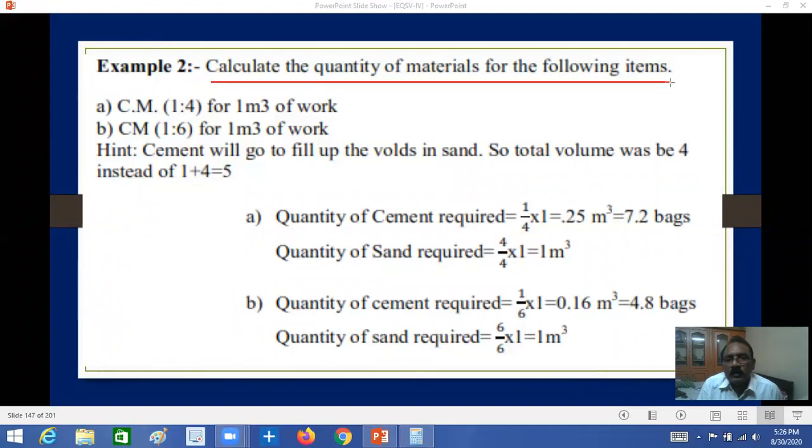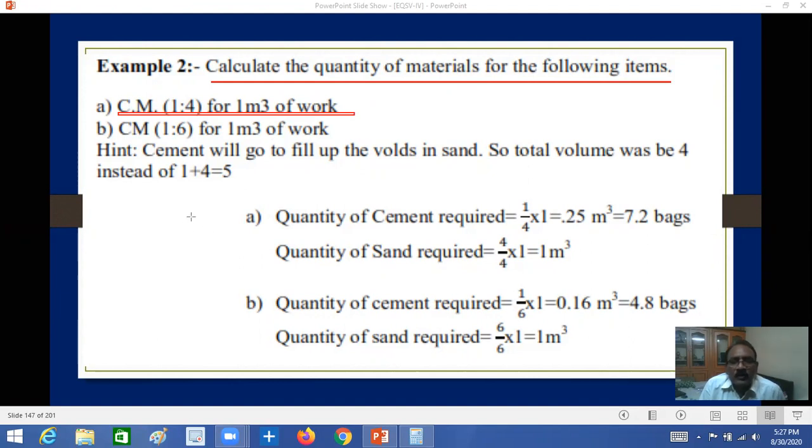Before getting rates, we have to calculate material quantities. Now, how to calculate material quantity? Cement mortar is generally used in plastering, brickwork, or 4 inch walls. We'll use cement mortar 1:4 or 1:6. So for 1 cubic meter of work, what are the materials required? That is the question: cement and sand, and how to calculate.